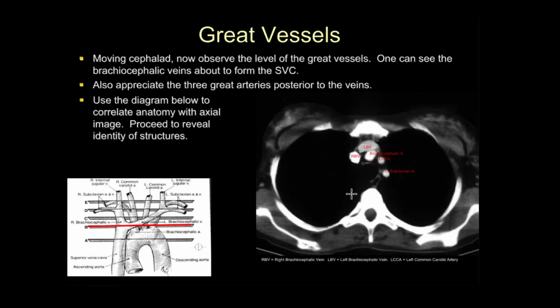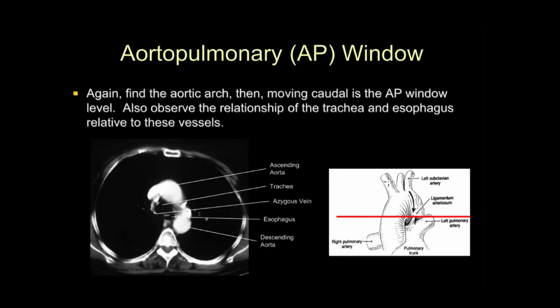If we were to go just a little bit more superior to that, you can notice your great vessels. It might be a little hard to make out on the screen here, but here's your right brachiocephalic vein, your left brachiocephalic vein, your brachiocephalic artery, left common carotid, and then your left subclavian. Here's your AP window: ascending aorta, descending aorta, esophagus, trachea.